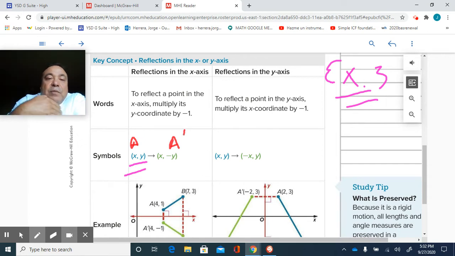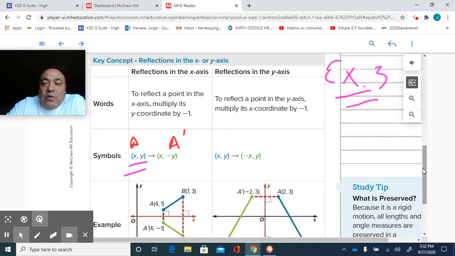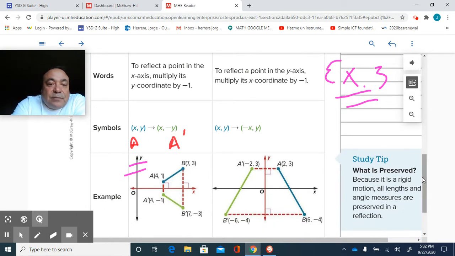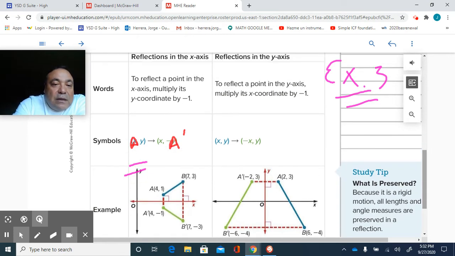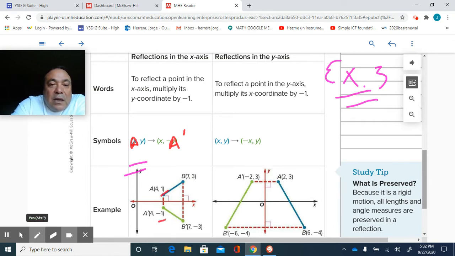So if we want to reflect something across the x-axis, we need to multiply the y number, or the coordinate, however you understand it. An example of that is right here. You can see how this point is multiplied by a negative one, and how this three is multiplied by a negative one. And you can see the points reflected across the x-axis. This is the x-axis, guys. Please look at how it is reflected.